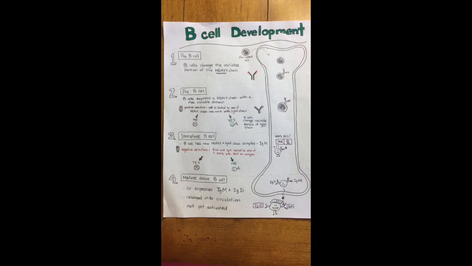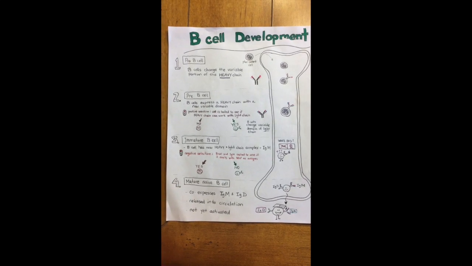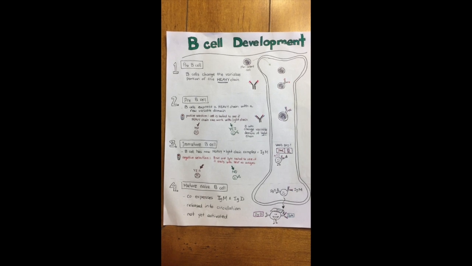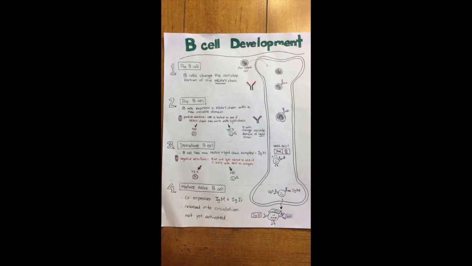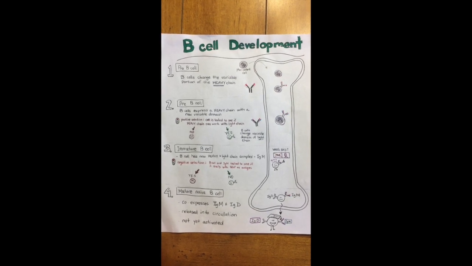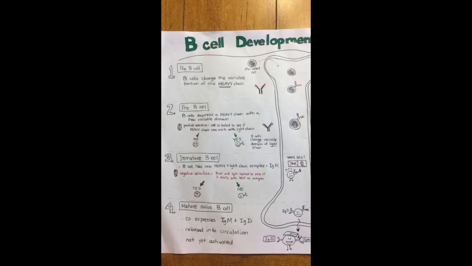How are B cells made, you say? Here's a quick overview. Step 1. A stem cell enters the bone marrow and the heavy chain of the B cell antibody is made. Step 2. Next, a new heavy chain is tested to see if it works correctly. If it does, then a new light chain is added on. If not, the cell dies.